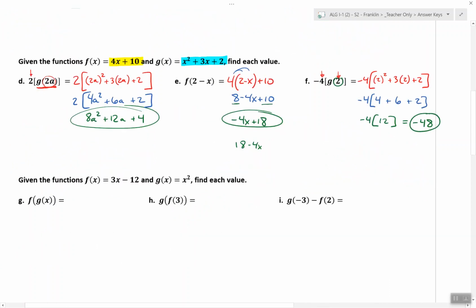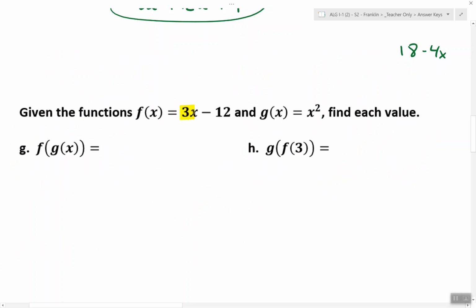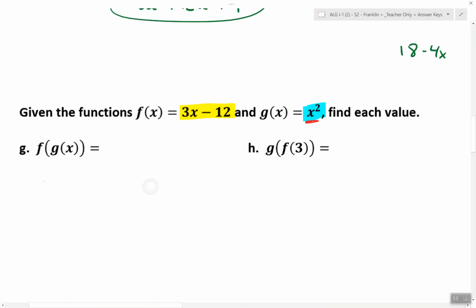All right, let's go one step harder. New functions this time. F of x equals 3x minus 12, and g of x equals x squared. So now you see on example G here, we have f of g of x. So we're using the f function, and the input is the entire g of x function, which we know is x squared. So what you can think of this as is f of x squared, right?